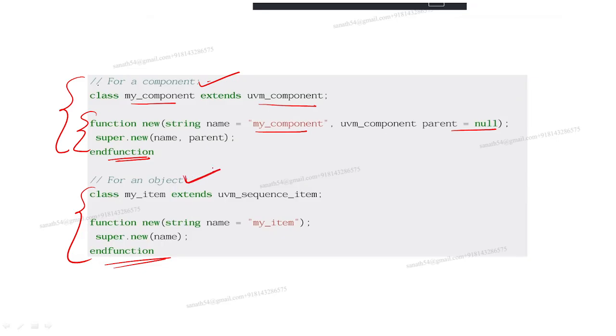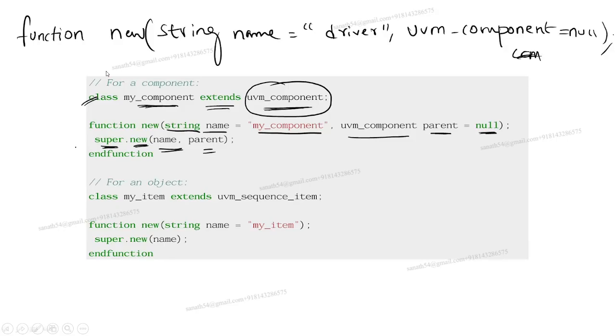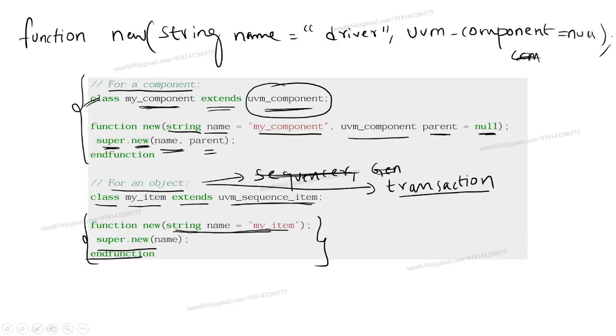Next, like this: function new(string name = "driver"). In place of my_component I am writing driver, and uvm_component parent equal to null. This is my driver, for this component. And this one I am writing for the transaction.